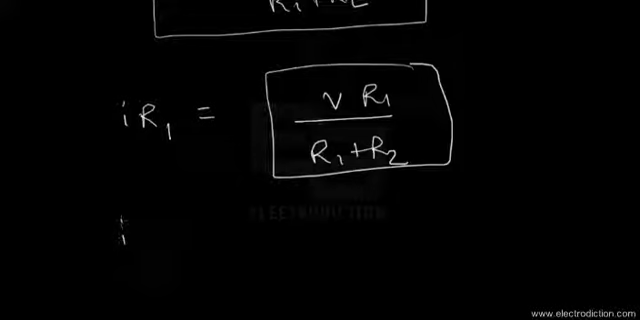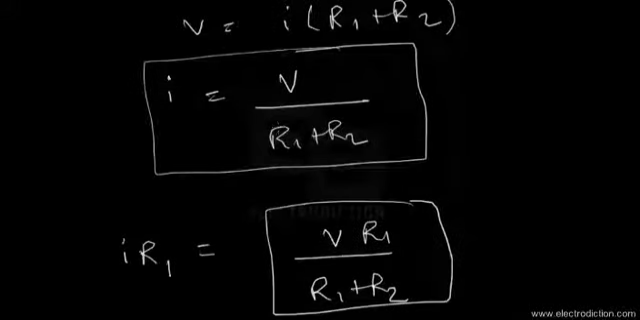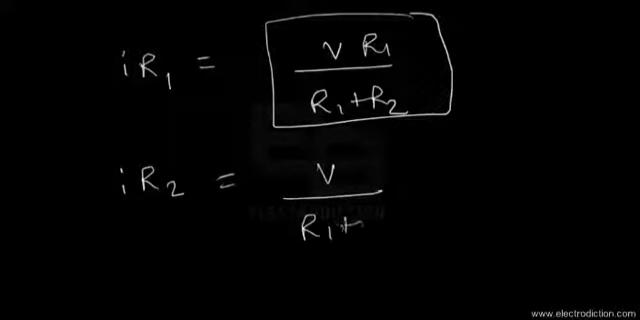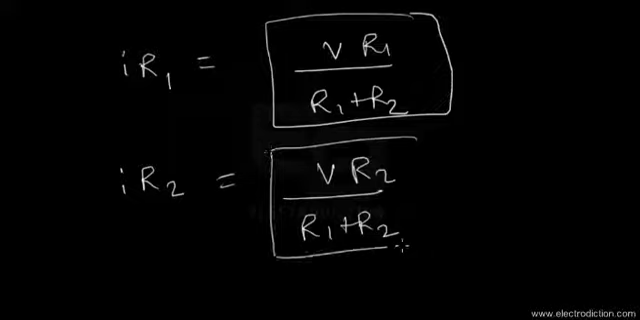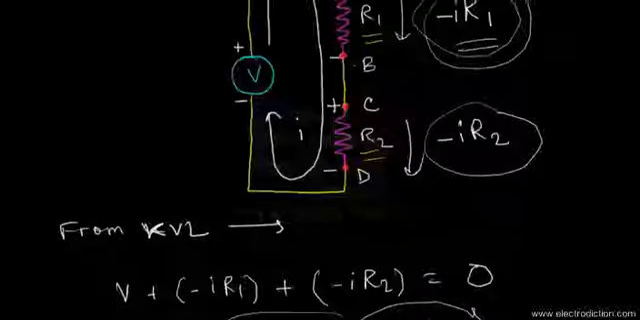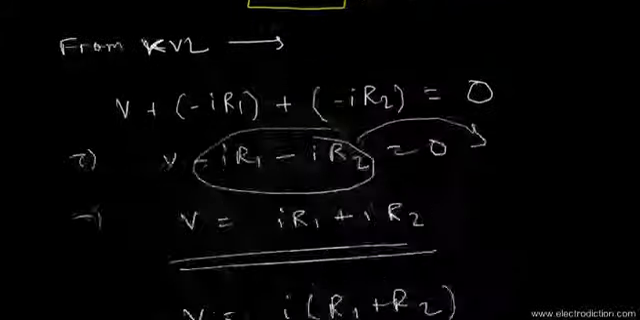Now if we go forward and find out the potential drop across R2 as well, this would also be given by IR2. By substituting the value of I, we get V by R1 plus R2 multiplied by R2. So this particular expression gives us the voltage drop across R2, only in terms of its magnitude.